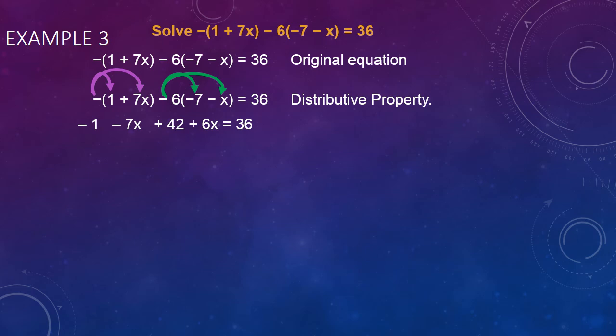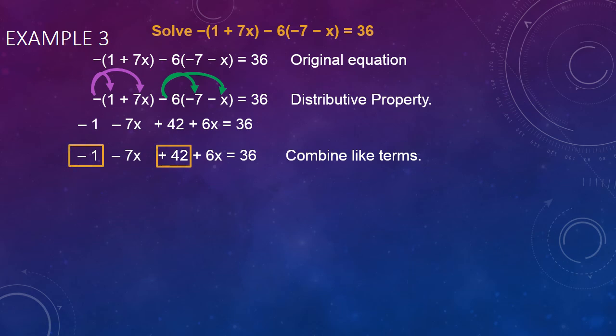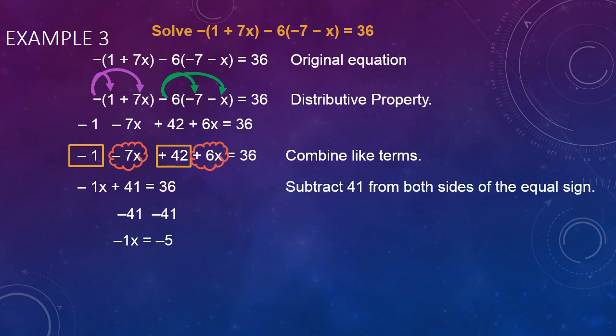What do you think we should do next? Very good. We should combine like terms to simplify the left side of our equation. I can combine negative 1 and positive 42, as well as I can combine negative 7x and 6x. When I combine those terms, I get negative 1x plus 41 equal to 36.